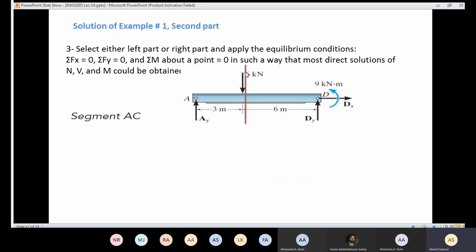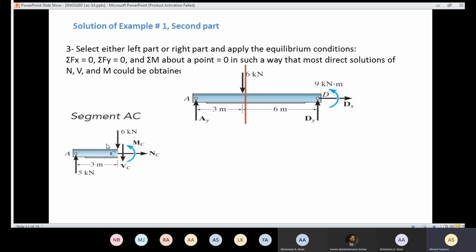Regarding the second part, we are going to take a section here at point C. So now we are dealing with segment EC. Again, we took the left part because we know the value of AY. Also, you can take that part, but that part looks difficult. So always I'm going to look for the easiest part, and in that case, the easiest part is the left part. So we are going to show the internal forces. Again, we should follow the positive senses like we just learned.